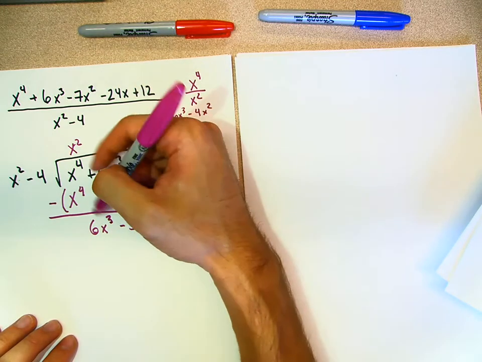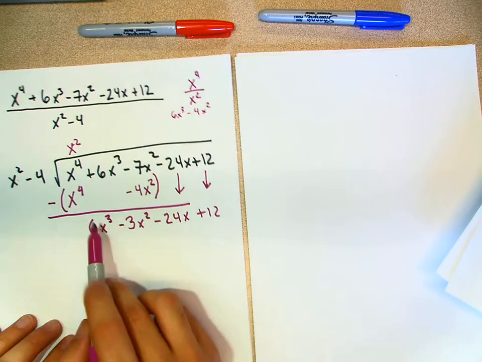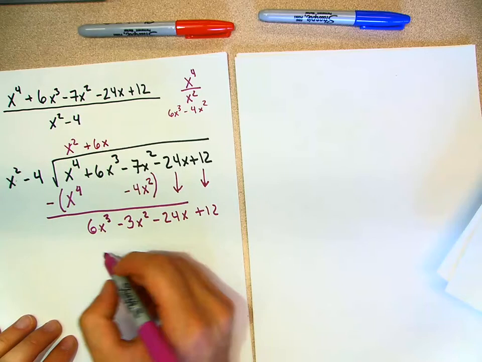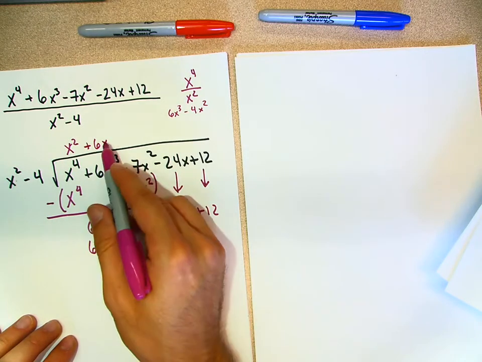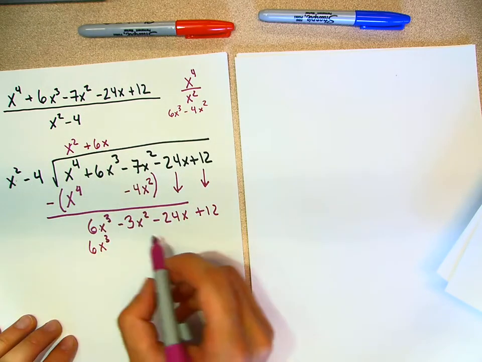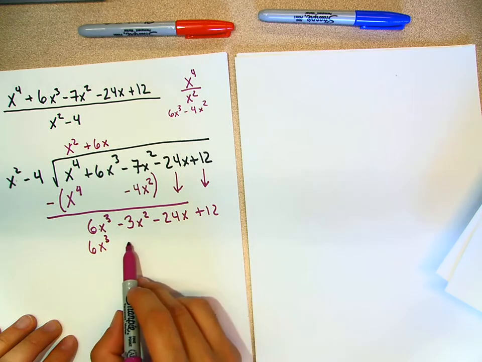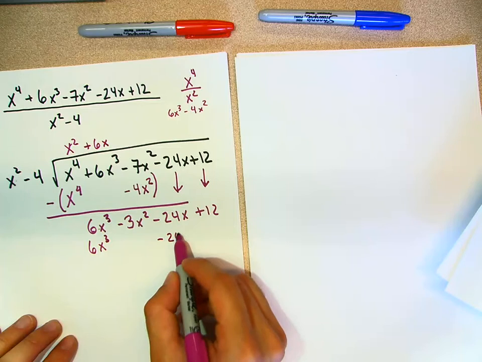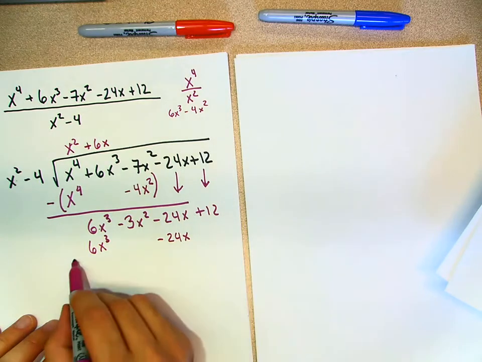All right, now if you still want to see the solution, how many times does x squared go into 6x cubed? It goes in 6x times. 6x times x squared is 6x cubed, and 6x times minus 4 is negative 24x. You see, I'm not going to put negative 24x here. I'm going to put it here because you have to make sure they line up.